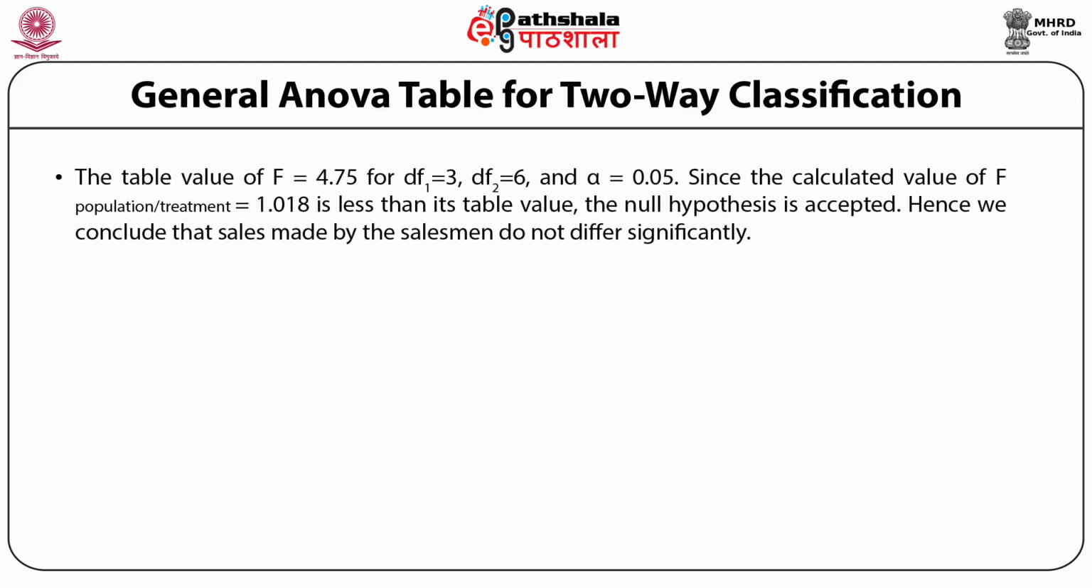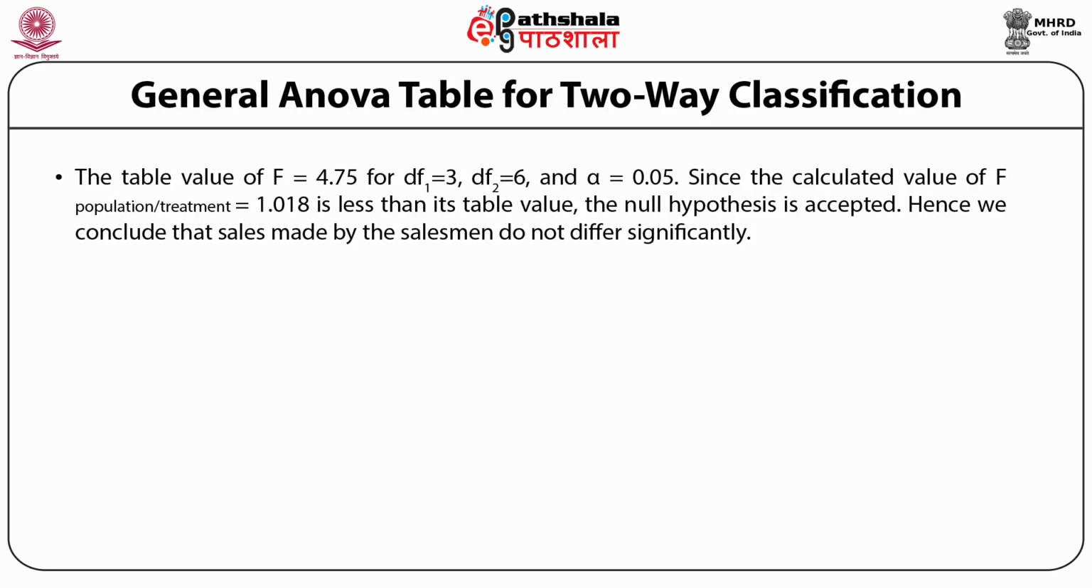The table value of F is equal to 4.75, for degrees of freedom DF1 equal to 3 and DF2 equal to 6, and alpha equal to 0.05. Since the calculated value of F is 1.018, as you can see from the table, and it is less than its table value, the null hypothesis is accepted. Hence, we conclude that sales made by the salesmen do not differ significantly, because the null hypothesis is that there is no significant difference between the salespersons. All the salespersons make the same or equal sales.